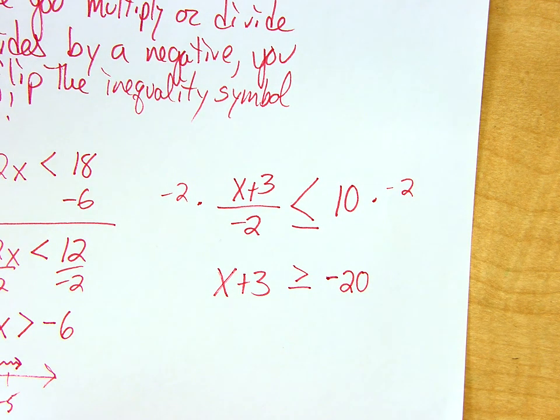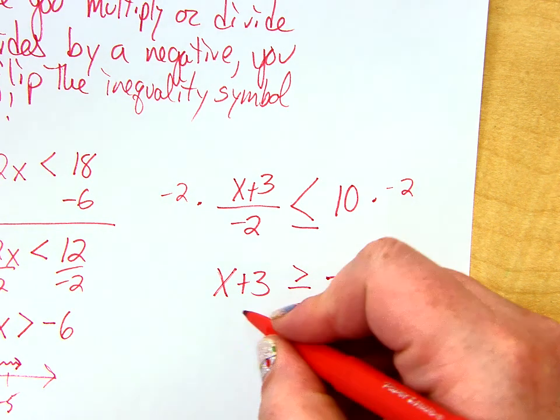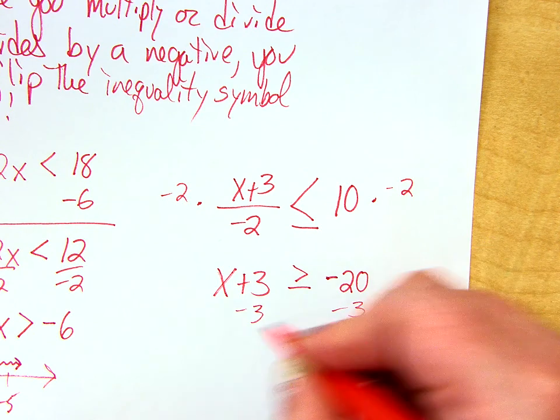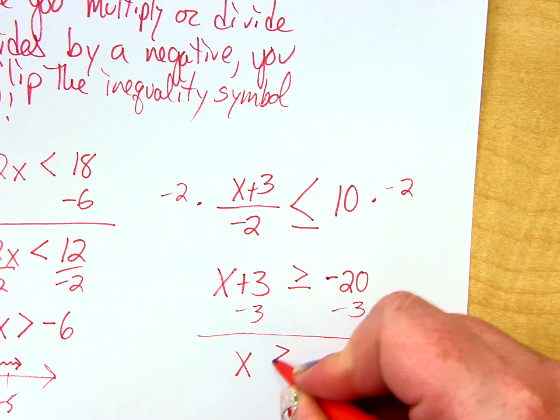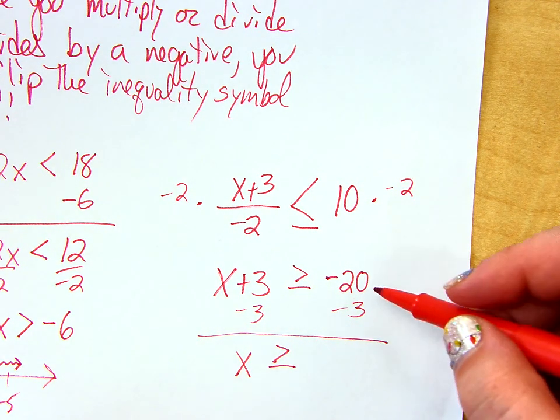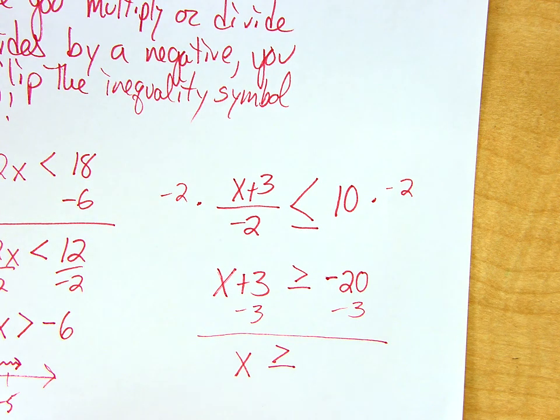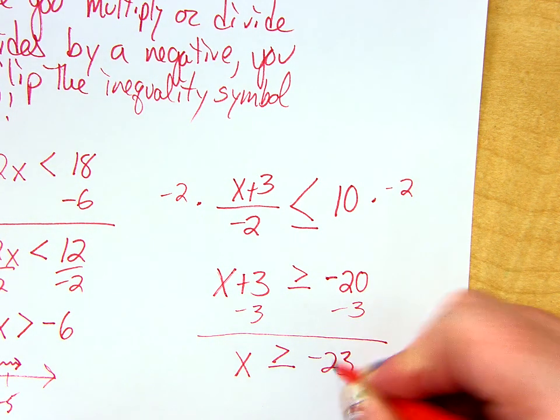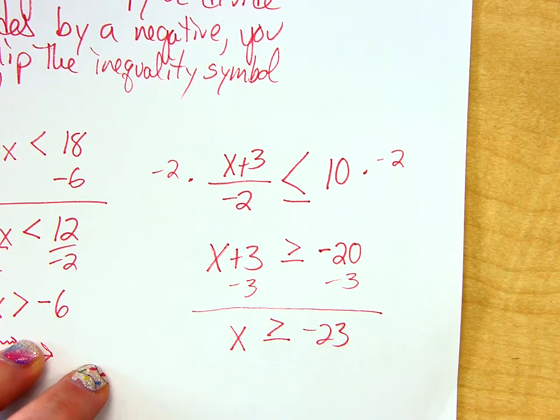And now I'm almost there. I just got to get x by itself, so all I got to do is subtract the 3. See? I thought you said we were going to step it up a notch. What's -20 minus 3? Well, look at you guys go.